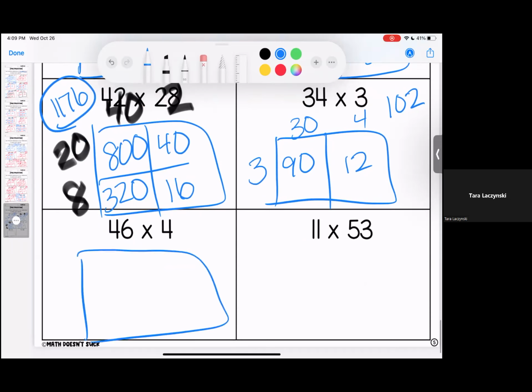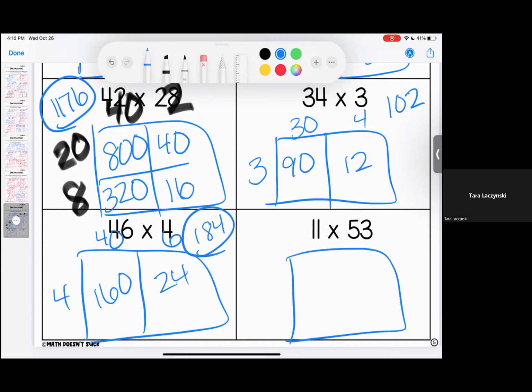Last 2 questions for the week. We have a 40, a 6, and a 4. 4 times 4 is 16 with a 0. 4 times 6 is 24. If we added 160 and 24 together, we would get 184.